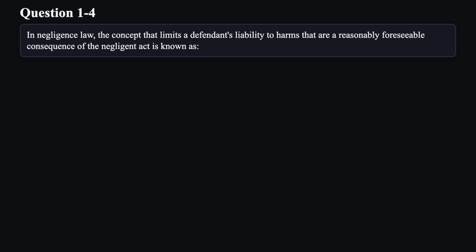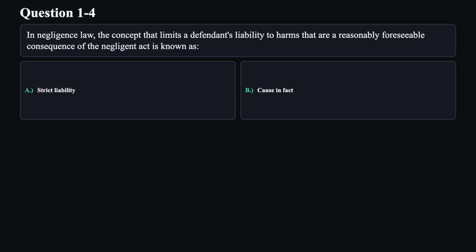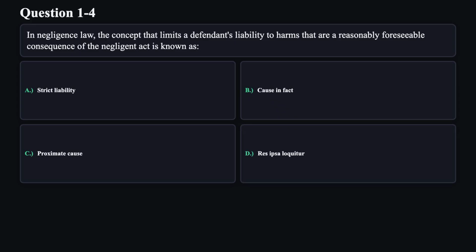Question 4. In negligence law, the concept that limits a defendant's liability to harms that are a reasonably foreseeable consequence of the negligent act is known as A. Strict liability, B. Cause in fact, C. Proximate cause, D. Res ipsa loquitur.